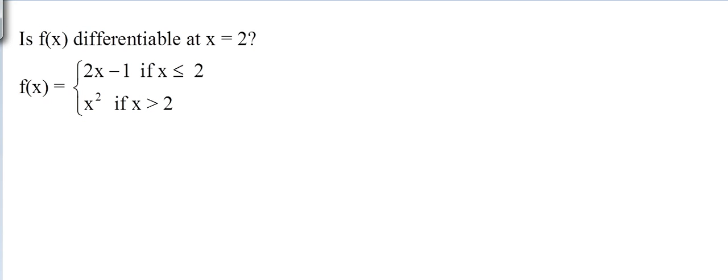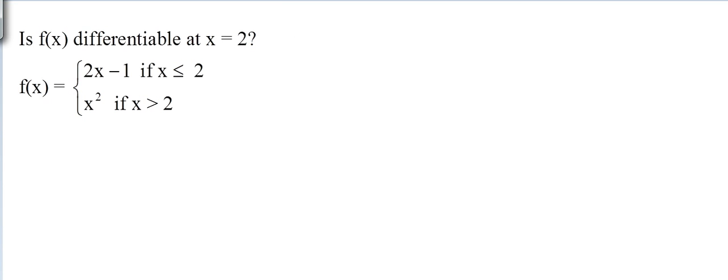Is f differentiable at x equal to 2? To prove that, we have the function f of x, a piecewise function. It is equal to 2x minus 1 if x is less than or equal to 2, and it is equal to x squared if x is greater than 2. To prove this, we should do what? We should find the limit.